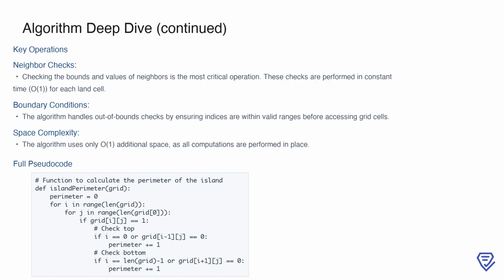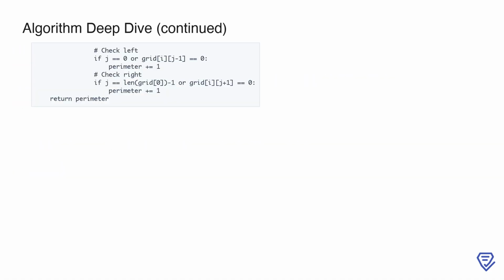The pseudocode provided here outlines the first part of the algorithm, including the initialization of the perimeter variable and the nested loops for iterating through the grid. For each land cell, the checks for the top and bottom neighbors are performed, and their contributions are added to the perimeter. The pseudocode continues with the checks for the left and right neighbors of each land cell.